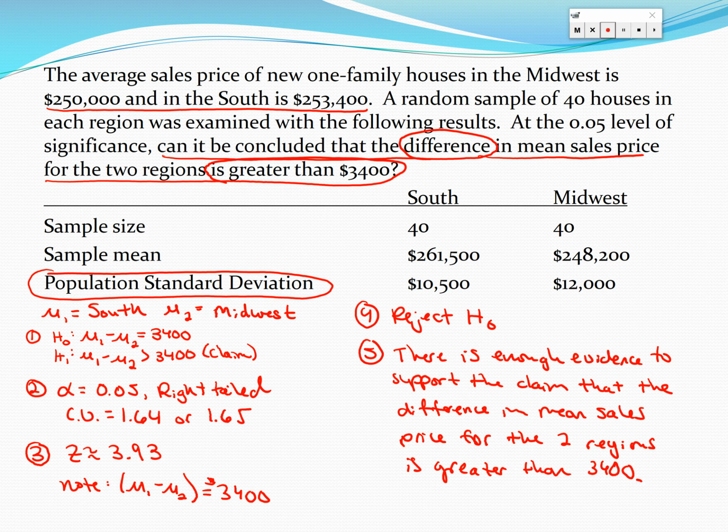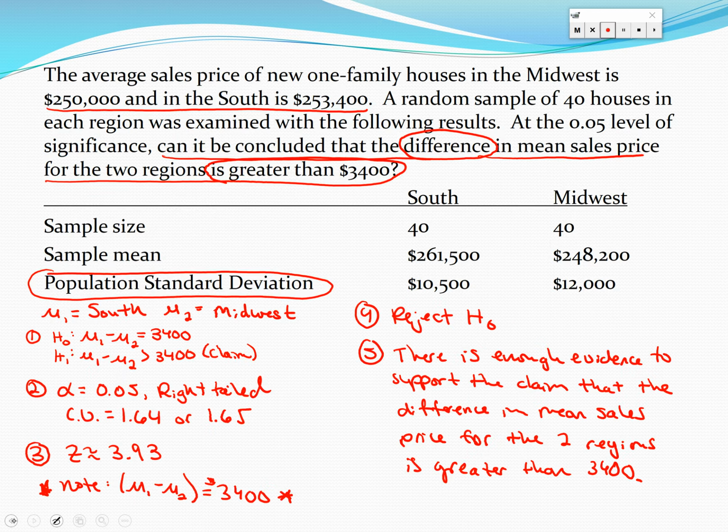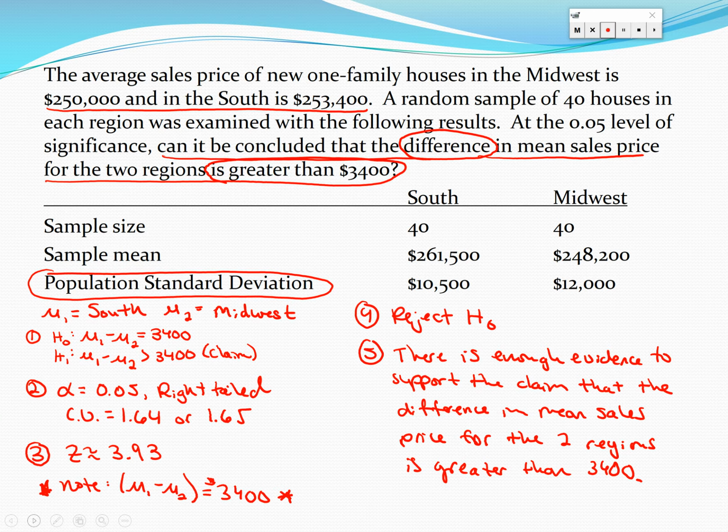So check your steps with mine. Let me know what I can help you with. I just made a little note for you guys on step 3 that when you're doing the test value formula, your difference for mu 1 minus mu 2, the difference is $3,400. It's not going to be the 0. So be very careful on that part. Otherwise, check yours with mine. I'll be around. Let me know what I can help you with.